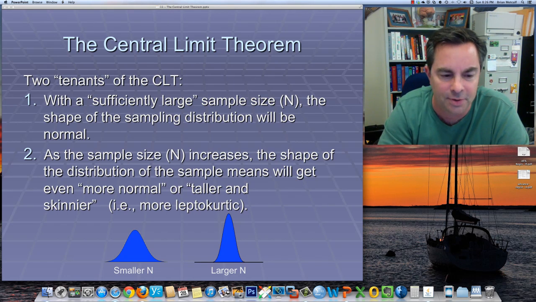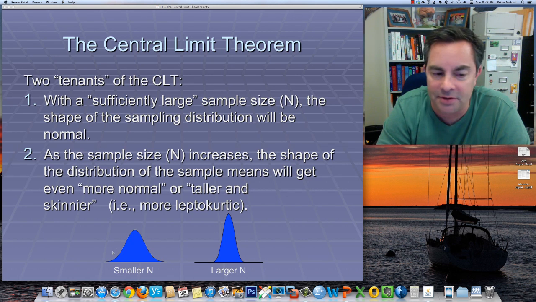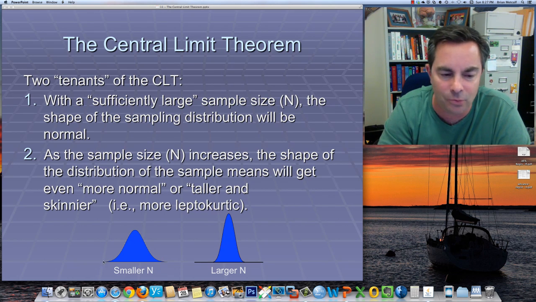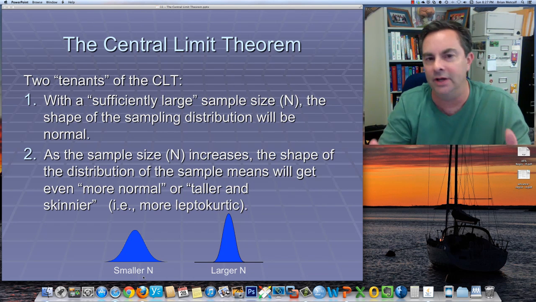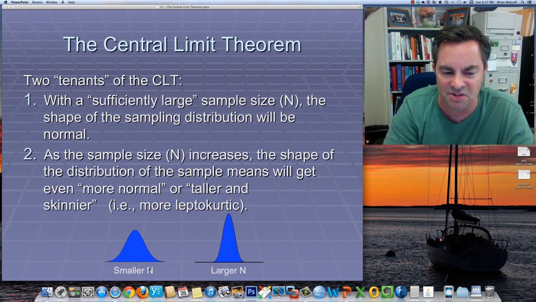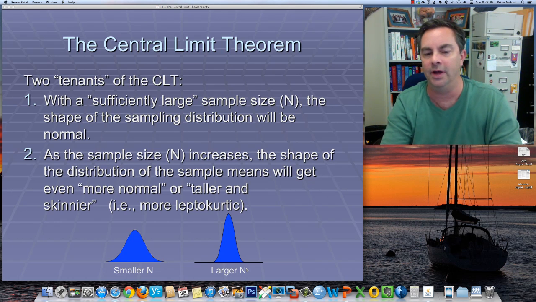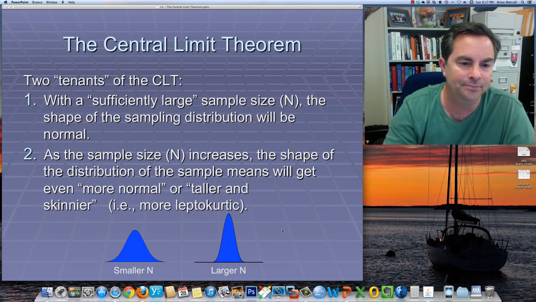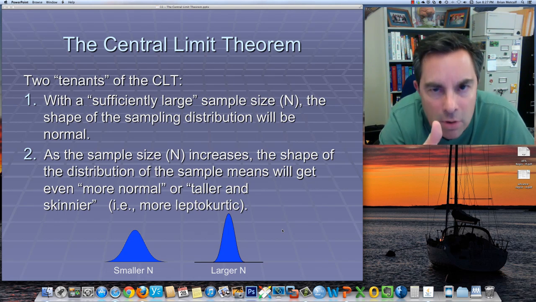Okay? Look at these two pictures. You might have a sampling distribution represented by this height and width of a curve, with a smaller n, whatever I mean by smaller n. If you increase that sample size, say this is 20, increase it to 40, it will get taller and skinnier still. Okay? So again, increasing the sample size does not mean increasing the number of samples.